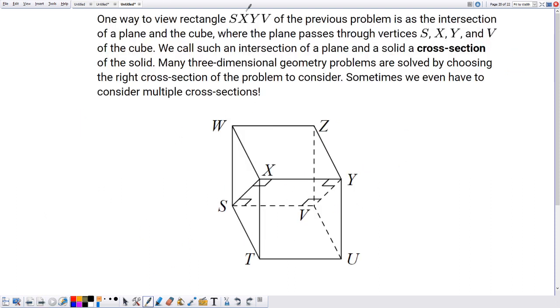But one thing to note is that this rectangle SXYV is the intersection of a plane and a cube, where the plane passes through the vertices S, X, Y, and V. This intersection, any intersection of a plane and a solid, is called a cross section. So this cross section would be considered a rectangle. And many of our problems that we're going to do in the future rely on taking cross sections, which we will see in just a second.